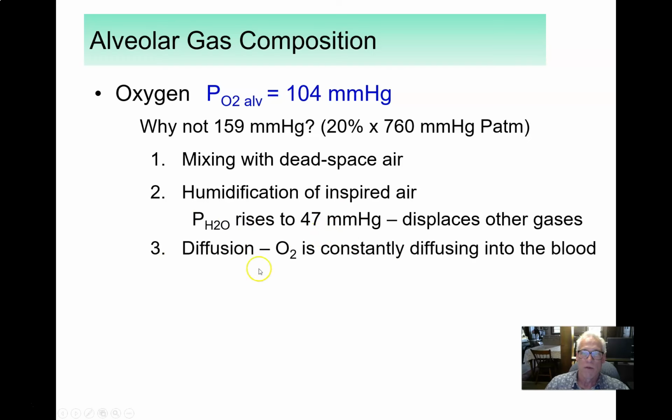Thirdly, there's always oxygen diffusing out of the alveolus at all times. So as it's coming in, it's already starting to diffuse away. So anyway, on average, the composition of the alveoli is 104 millimeters of mercury in partial pressure.